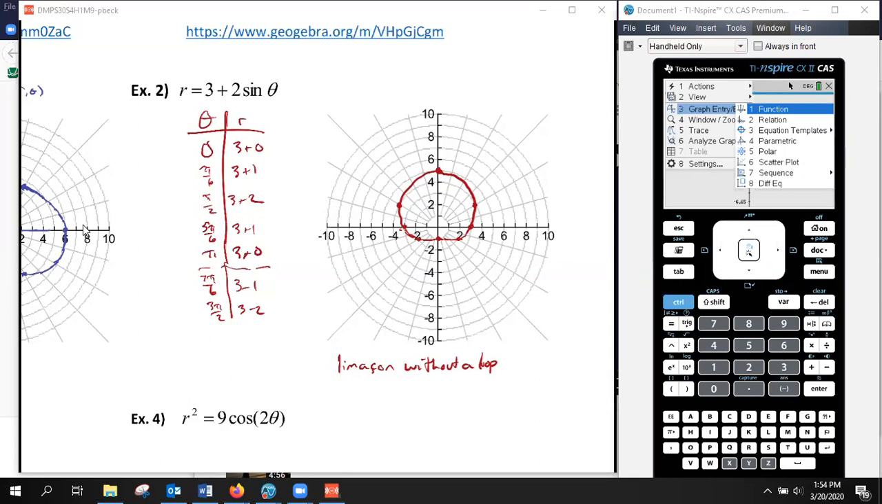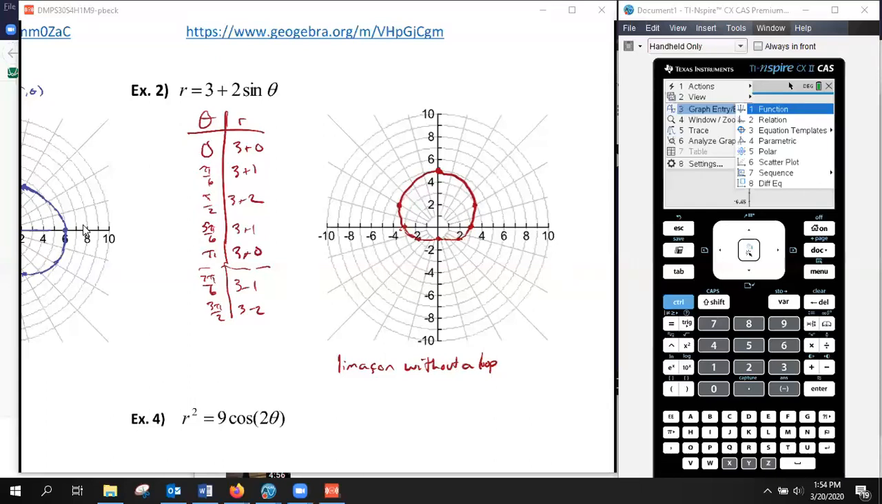I'm actually not sure how your teacher last year phrased it. Your teacher last year said dimpled limaçon. Thank you to the student who said that. She said dimpled limaçon. That's fair. There are a lot of different ways that you could describe all these different things.